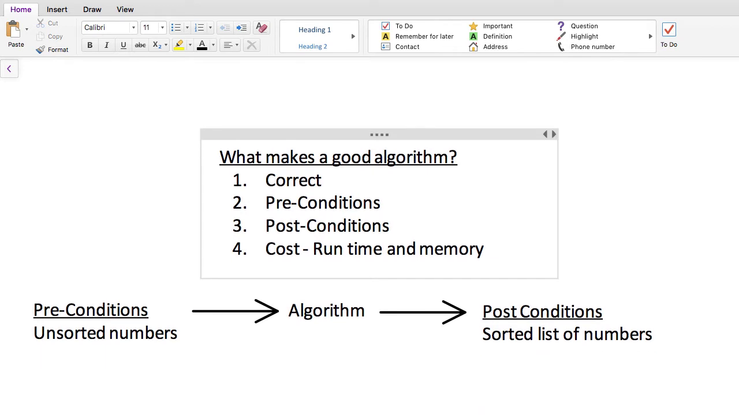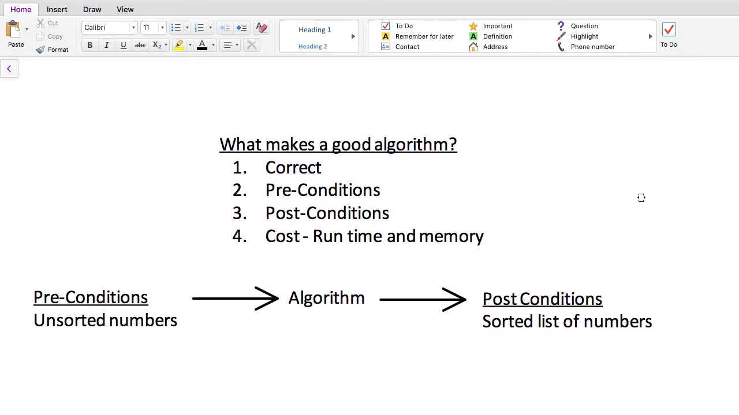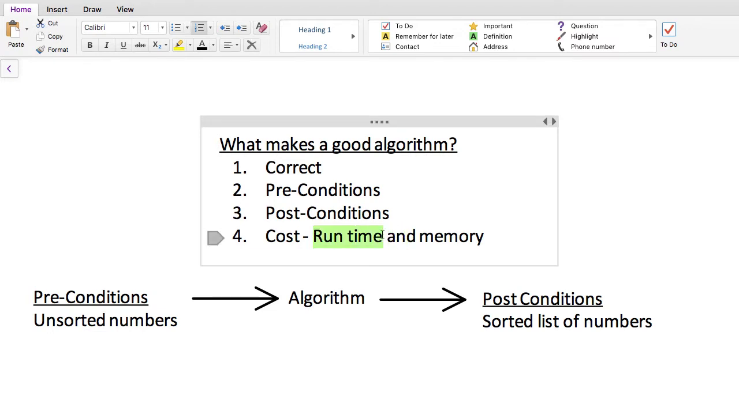And the last thing we went over was what made a good algorithm. We said that it needed to be correct, it needed to have well-defined preconditions and postconditions, and the last thing, cost and runtime and memory, we didn't go over. So that's what we're going to do today. And again, cost and memory is beyond the scope of this class. So we're going to talk about runtime.